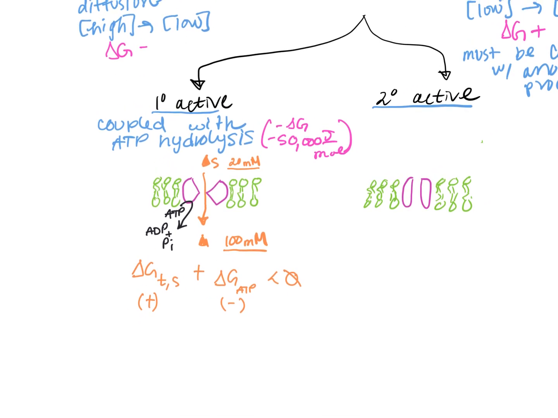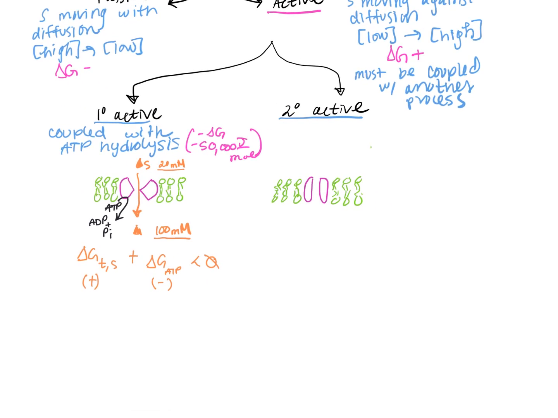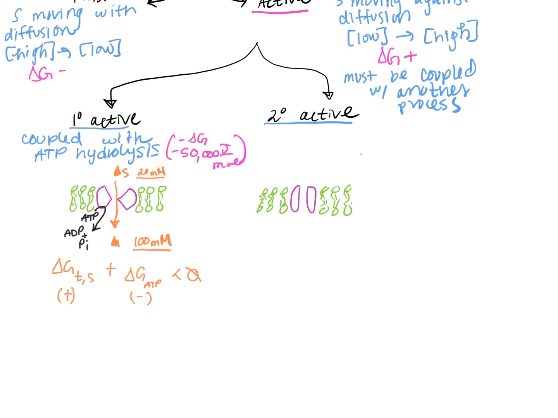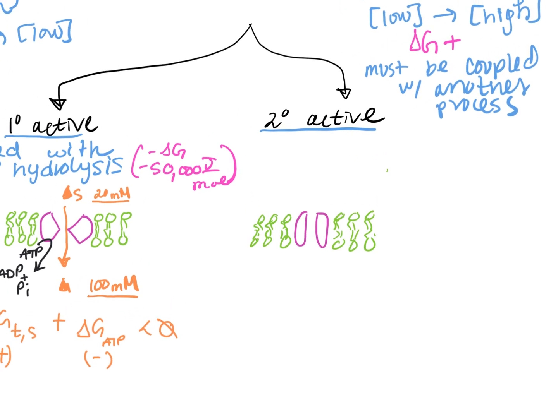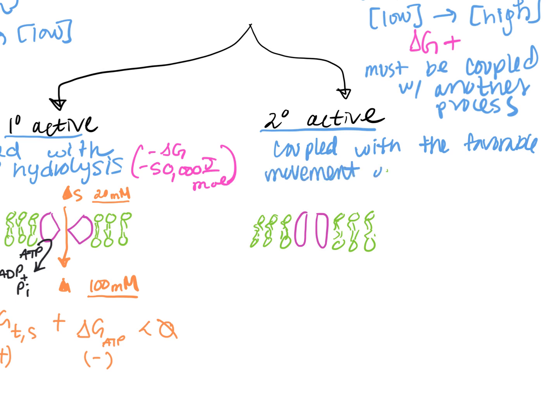Okay, so that's primary active. Primary active means that the solute transport is coupled to ATP hydrolysis. Secondary active is when the unfavorable movement of one solute is coupled with the favorable movement of a second solute.